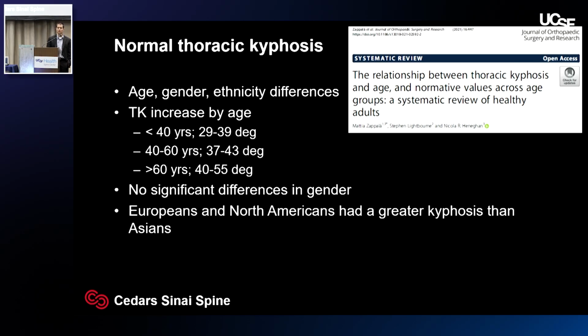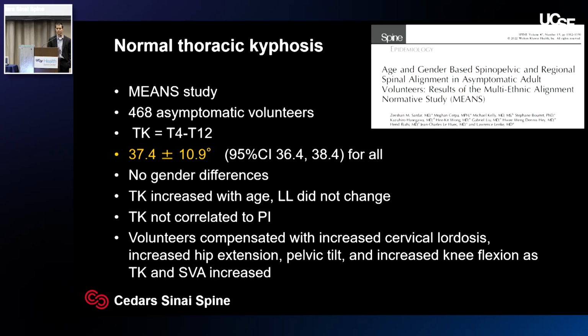They also looked at age, gender, and ethnicity differences. Of course, we know thoracic kyphosis increases with age, and they have it broken down there. For the younger patients, it was basically 30 to 40 degrees, up to 55 degrees and more for the older patients. No differences in gender, but the Europeans and North Americans did have slightly greater kyphosis than the Asian cohorts.